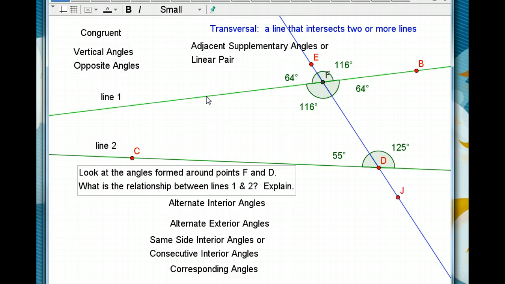Well, if you said parallel, you're wrong. And if you said perpendicular, you're wrong. Because they will intersect, and we can't see out here, but they're not going to intersect at a right angle. So all we can say is that line 1 and line 2 are intersecting. So when line 1 and line 2 are intersecting, these 4 angle pairs are not anything special. But let's see what happens if line 1 and line 2 are parallel.